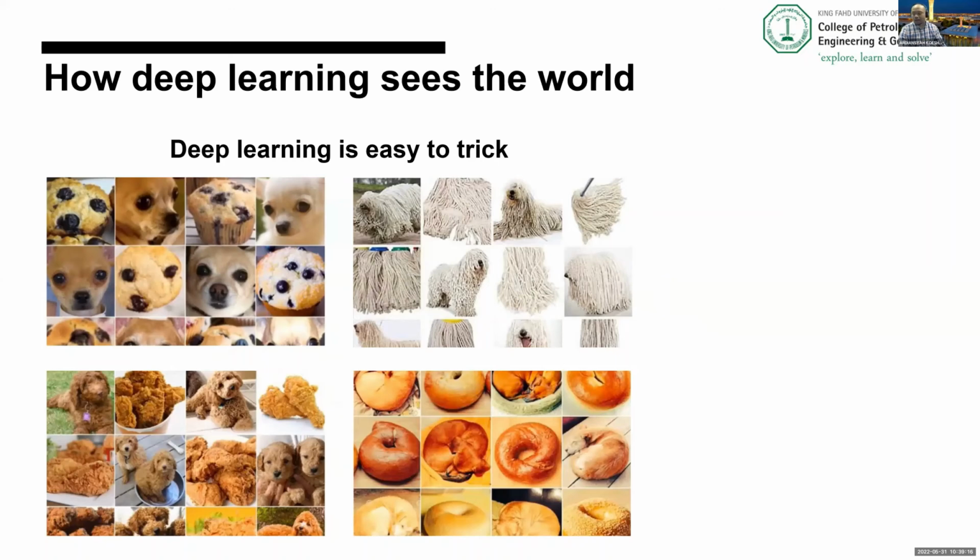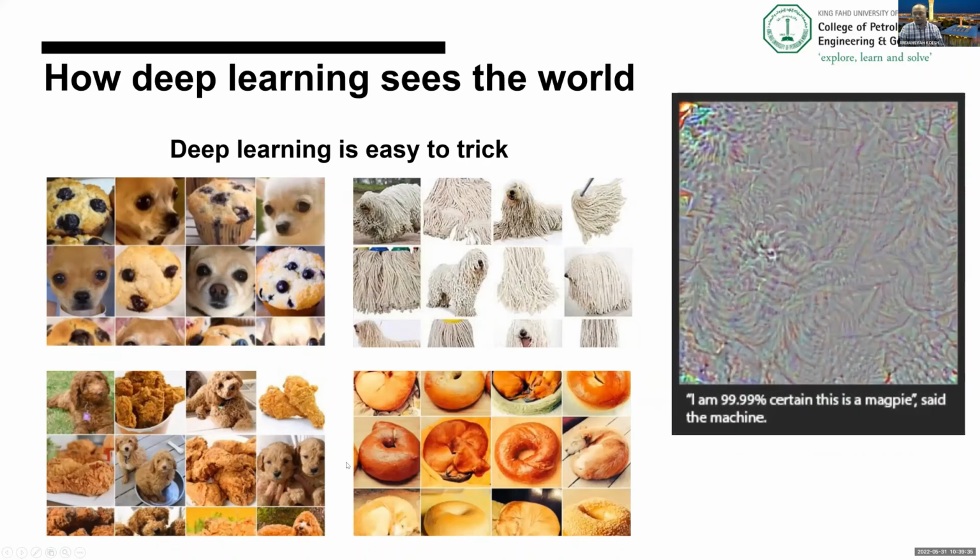Again, things to remind ourselves: deep learning, as powerful as it is, is very easy to trick. This is a real example where deep learning sometimes cannot differentiate between a blueberry muffin and a chihuahua, and also, I don't know, bagel with dog, fried chicken with Labrador, and so on and so forth, right? And even this is a very well-known example where the machine says that it is 99.99% certain this is a magpie.